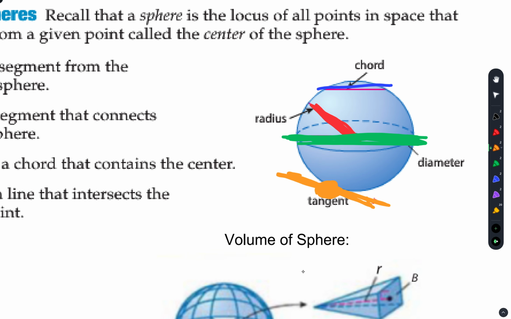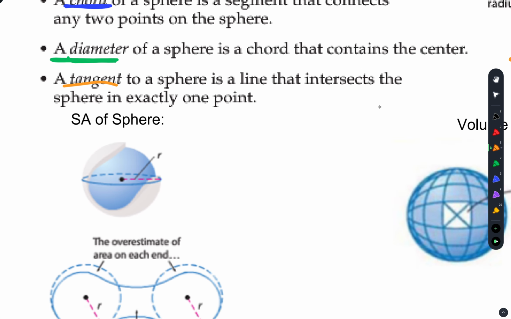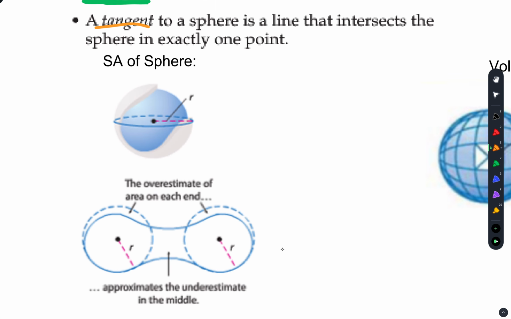All good on that vocab? Any questions? Same vocab as circles. Okay, so we do have two formulas that we're going to explore here. The first is the surface area of a sphere.